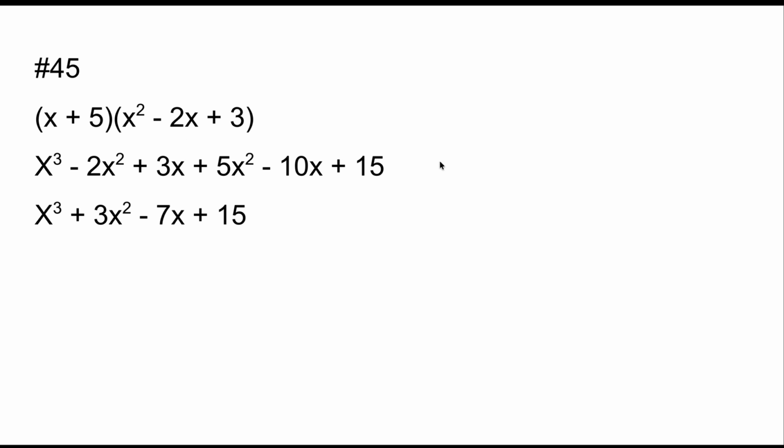Combine our like terms. We combined our 5x squared and our negative 2x squared for 3x squared. We combined 3x and negative 10x for negative 7x.